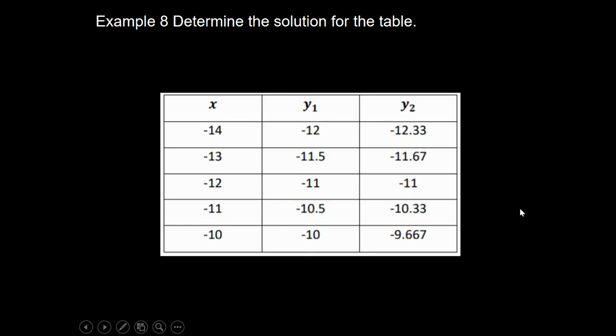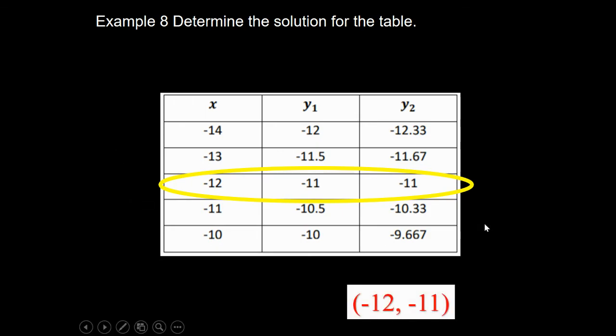Okay, now you try this one to see if you can get it. Tell me what you think the solution to the system of equations of this table would be. Okay, if you said that the solution would be negative 12, negative 11, then you are correct. They're sharing that point. Okay, now let's look at the next one.